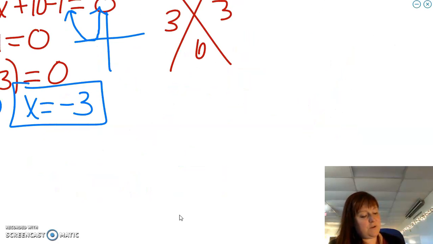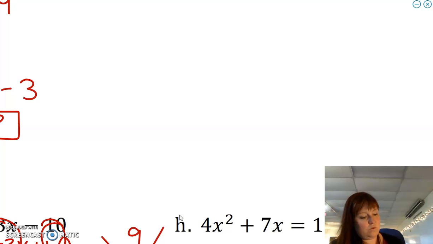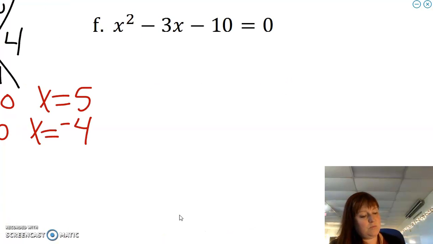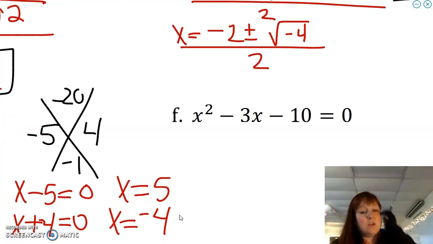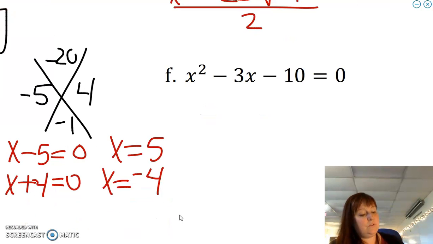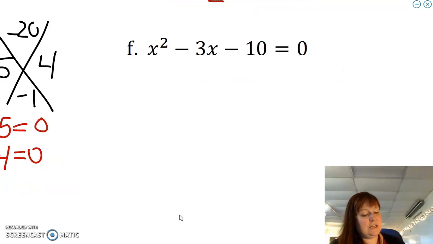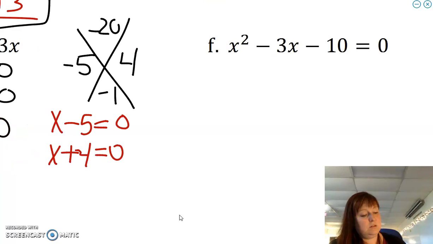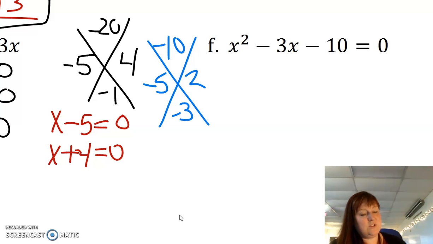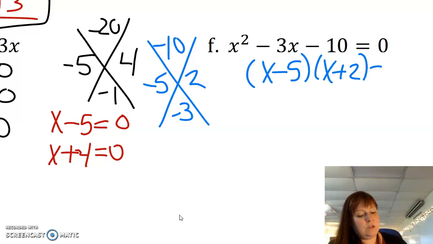All right, let's look at a few more. We'll get to this one. Okay, so this one's already equal to 0. So we don't have to do any extra algebra. We just have to look at it and say, okay, is there anything that multiplies to negative 10 and adds to negative 3? I think that would be negative 5 and 2. So x minus 5 and x plus 2 equals 0.